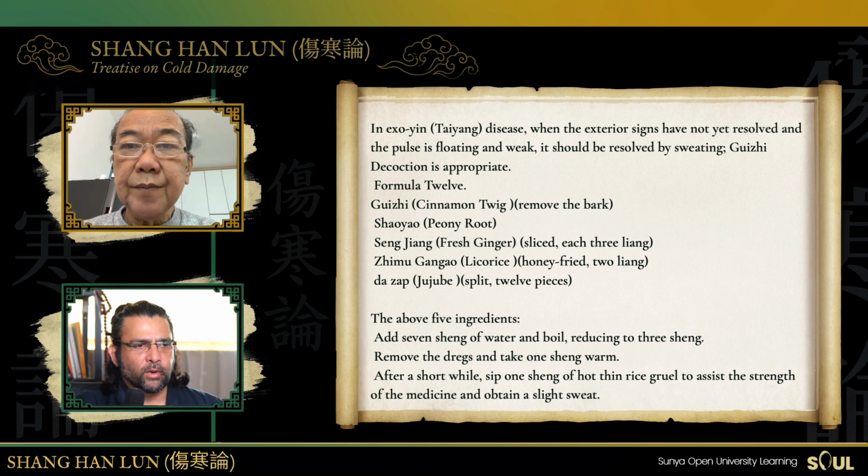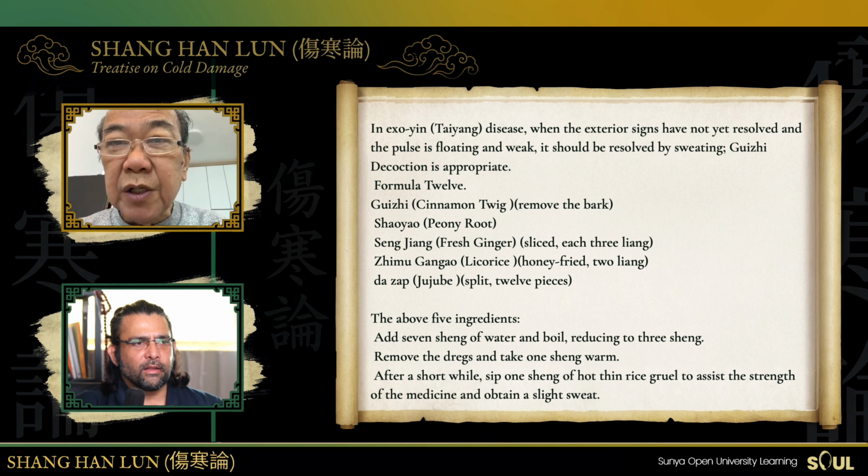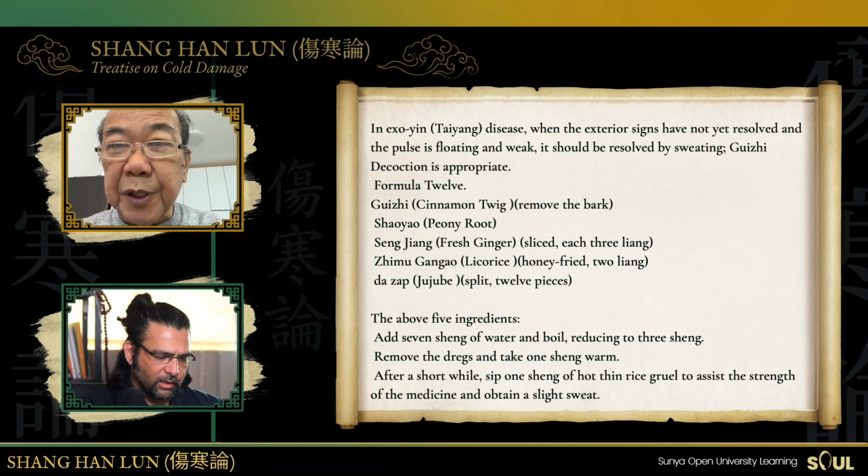After a short while, sip one sheng of hot thin rice gruel to assist the strength of the medicine. Obtain a slight sweat. So, Doctor, here there's some spelling mistake. The licorice is not written that way, it's a different character. And also jujube, it's ZAO, not JAO.